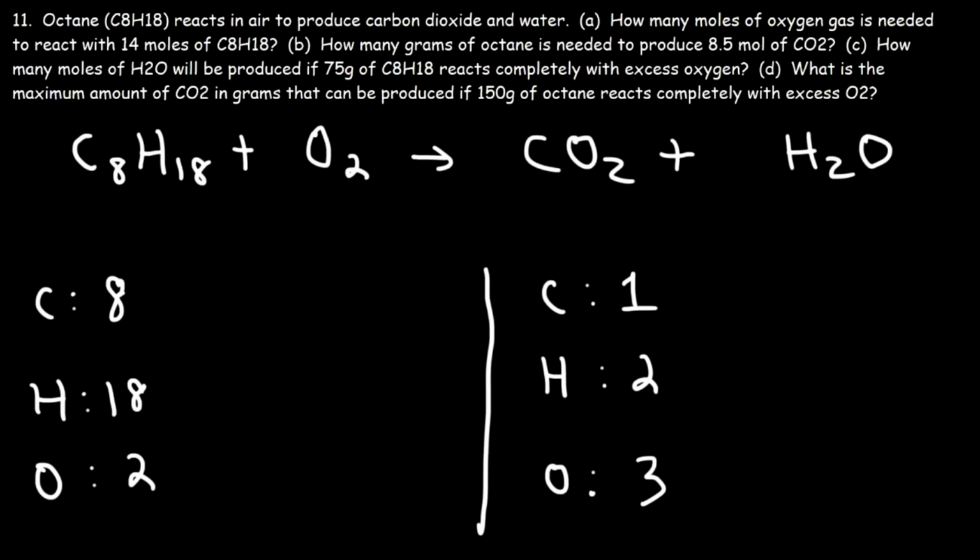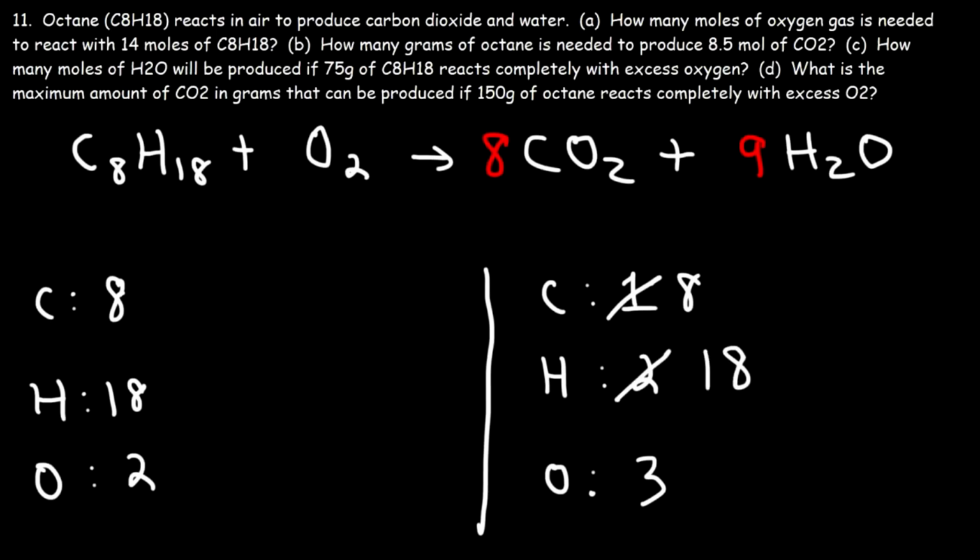So let's begin by balancing the carbon atoms. What I'm going to do is put an 8 in front of CO2, and so this number becomes an 8. So the number of carbon atoms are equal. Next, I'm going to balance the number of hydrogen atoms. I'm going to put a 9 in front of H2O because 9 times 2 is 18.